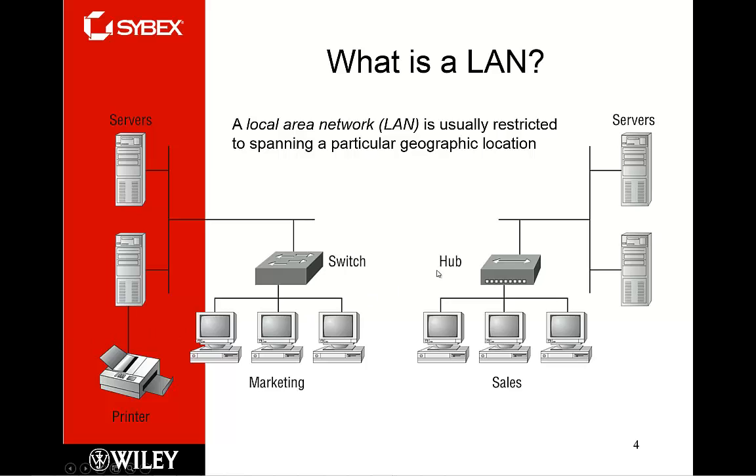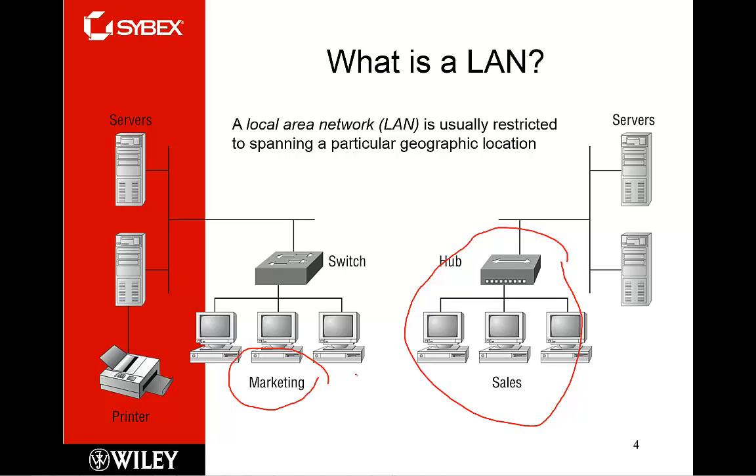Now here's some diagrams. Right here we have a hub, and you can notice that there's just a single line here. Whereas over here we have a switch. You can see there's two arrows in each direction. So that's a little bit different. Now notice over here on the right side we have sales, while on the left we have marketing.